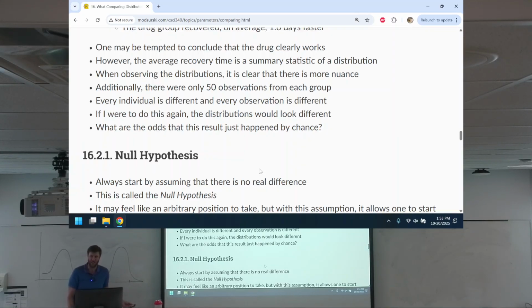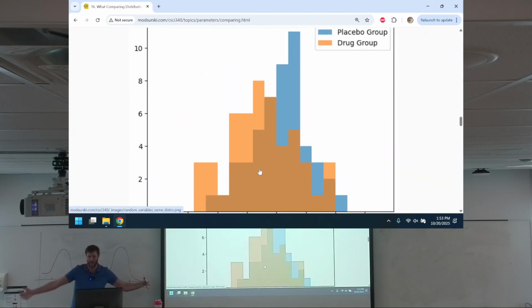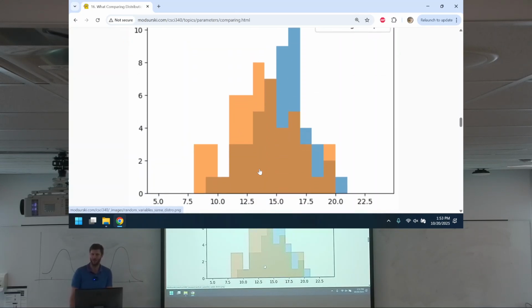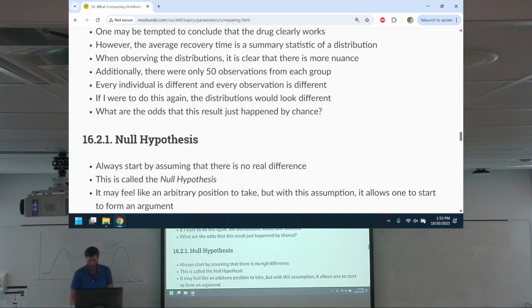There were only 50 observations from each group, right? These distributions might fill out if there were more and more observations. Every individual is different and every observation is different. If I were to do this again, would you expect to see identical distributions? No, of course not. That's ridiculous. So it's noisy. Here's the big question: what are the odds? I started with, if I were to do this again, would the distributions look the same? Obviously not. So we concede that.